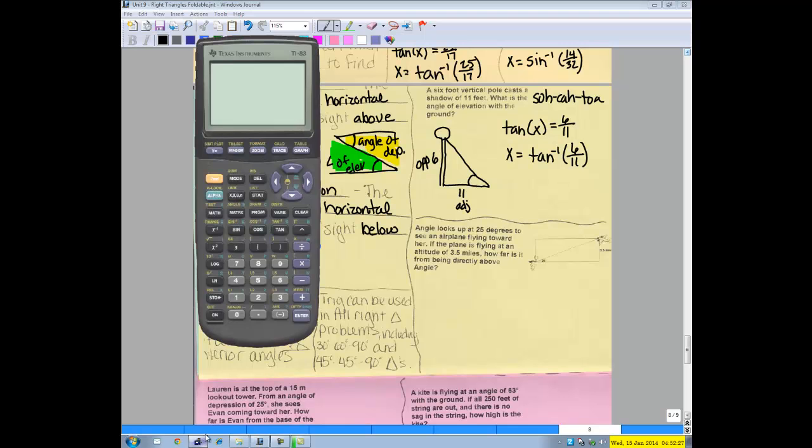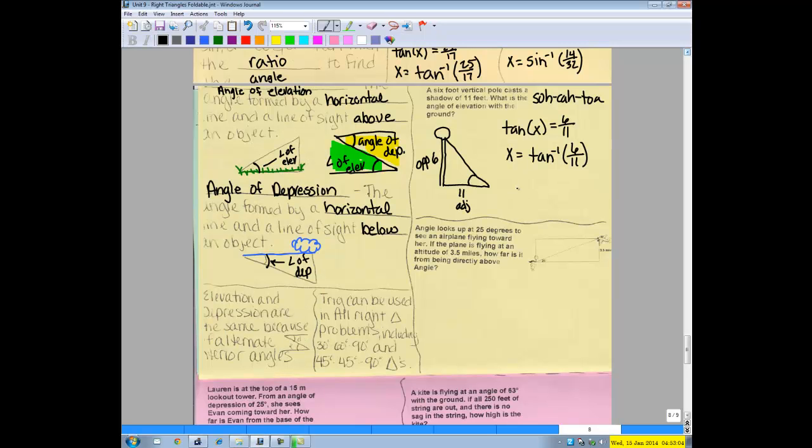So get out your calculator. Don't forget to go to your mode and change it to degrees if it's not already. Mine already is, but if it wasn't, arrow over, hit enter, make it highlighted. Second mode to quit. And then, since we're doing tangent to the little -1, second tan, 6 divided by 11, close your parentheses, enter. So 28.6, and since we are doing the angle, we round to the nearest degree, so it's really 29 degrees.